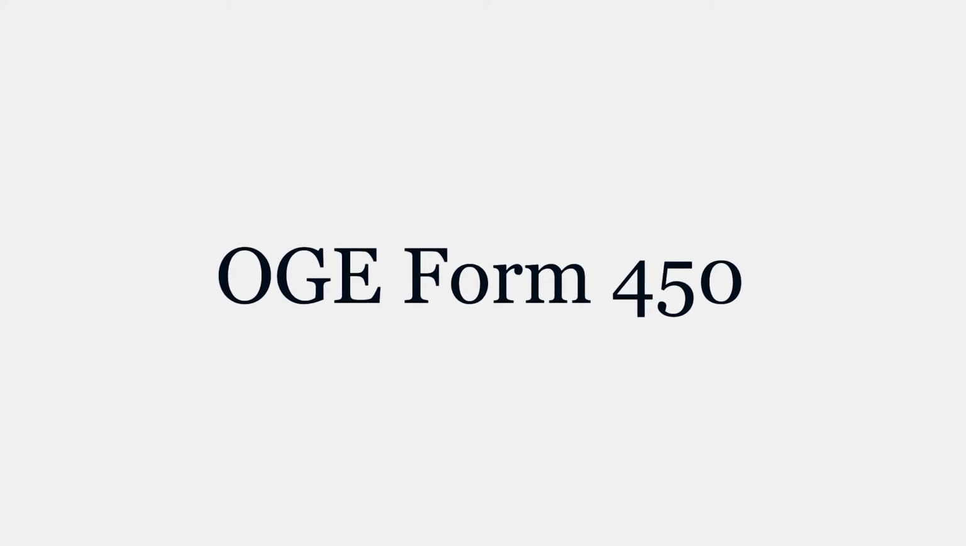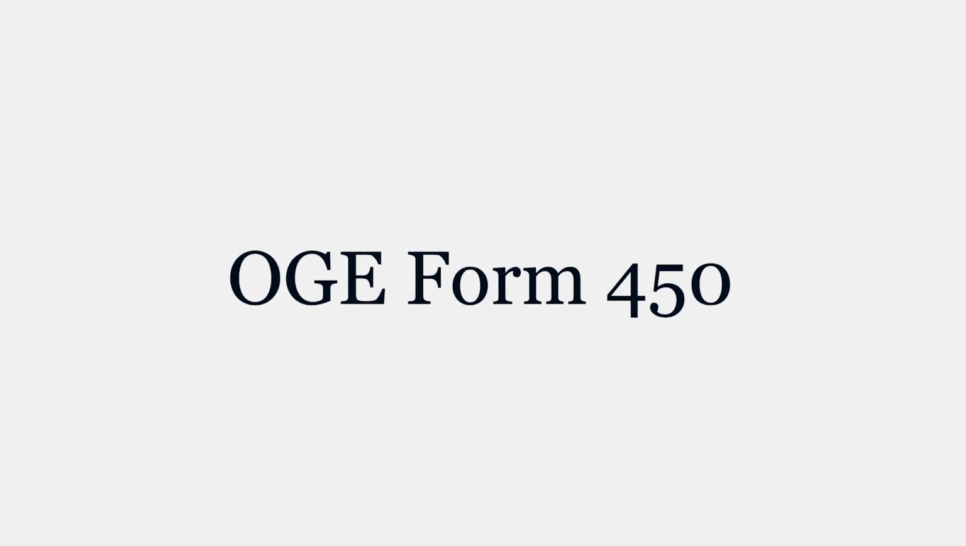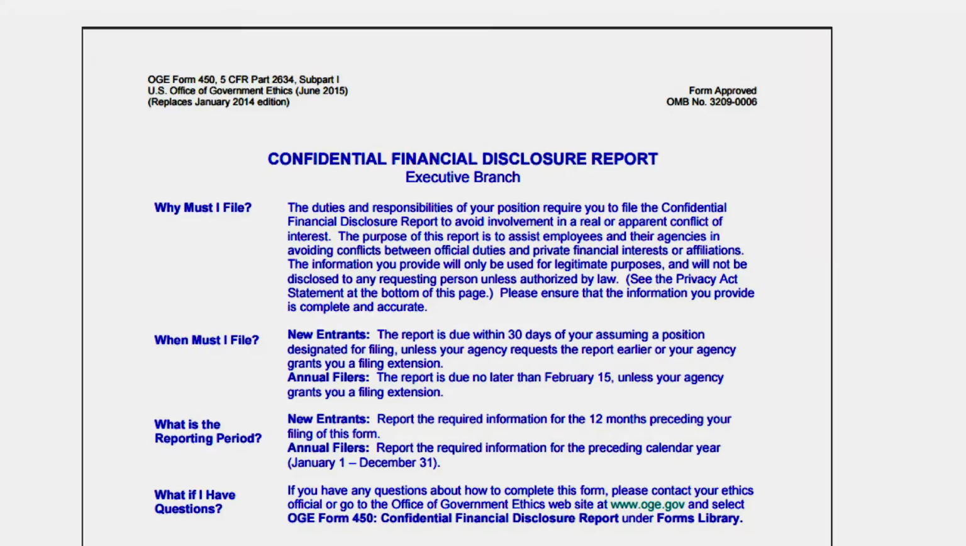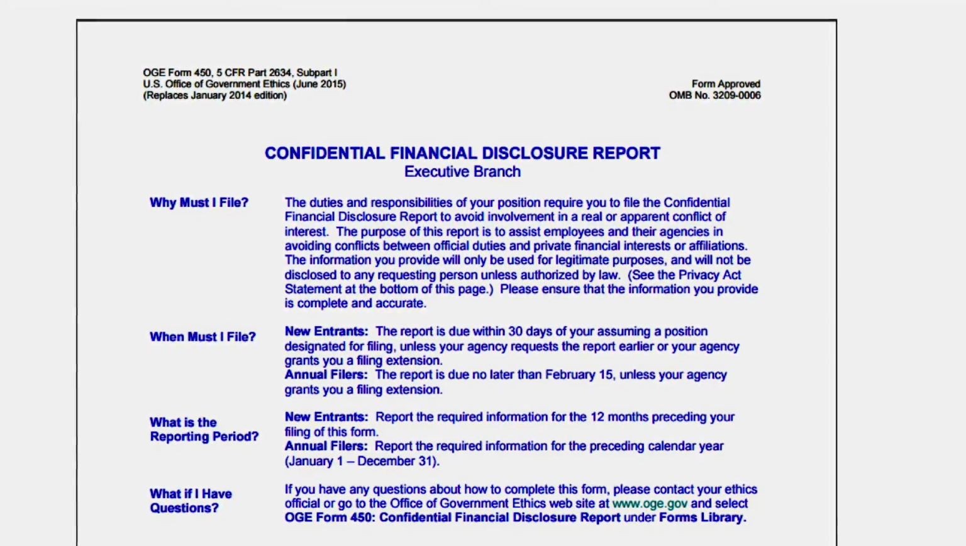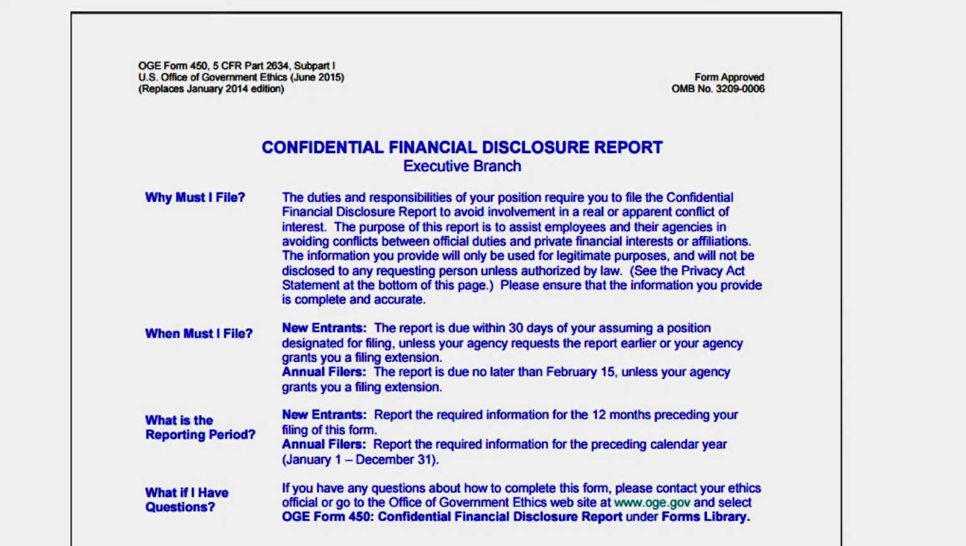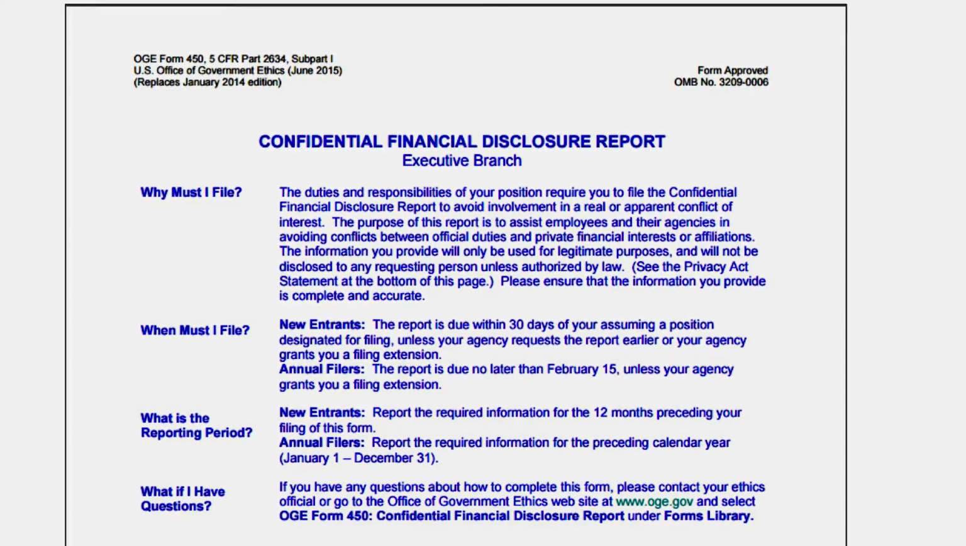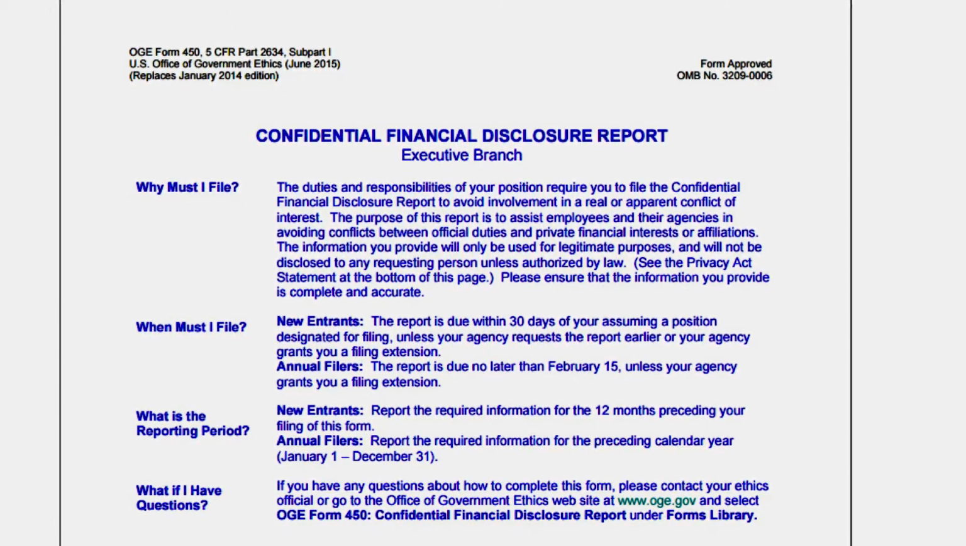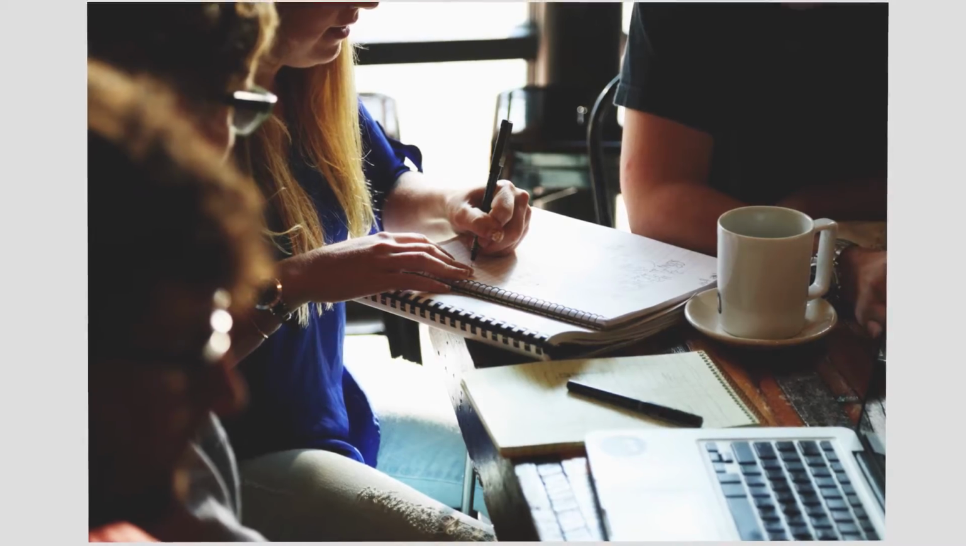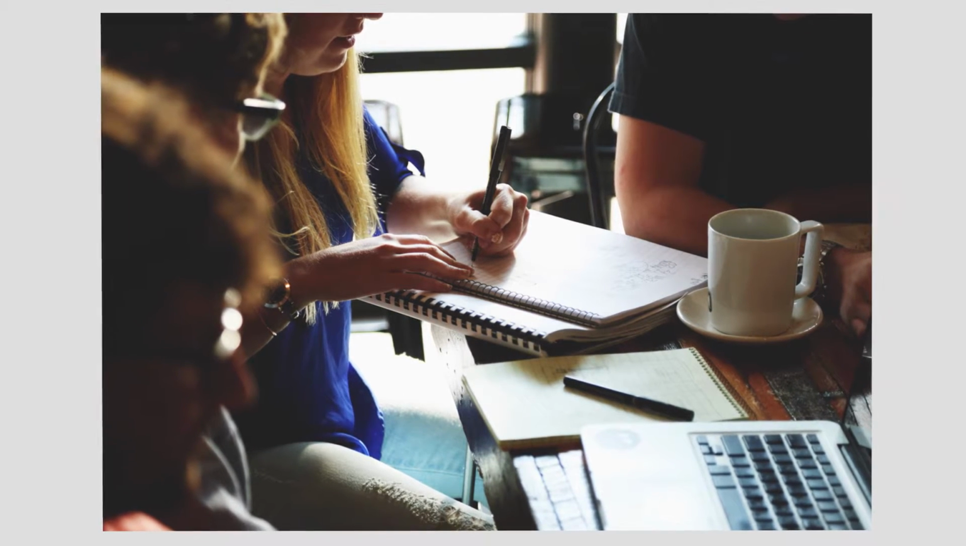Today, we'll showcase 8 tips for how to fill out your OGE Form 450. But first, let's take a moment to learn about why this form is important to the work we do at USDA. The OGE Form 450 Confidential Financial Disclosure Report is a tool that allows us to take a prospective look at certain employees' financial interests. We need to have our federal work be free of conflicts with our personal interests. The moral principle is one should not use federal work for self-enrichment.